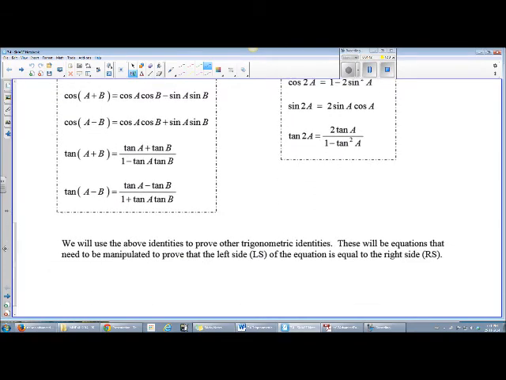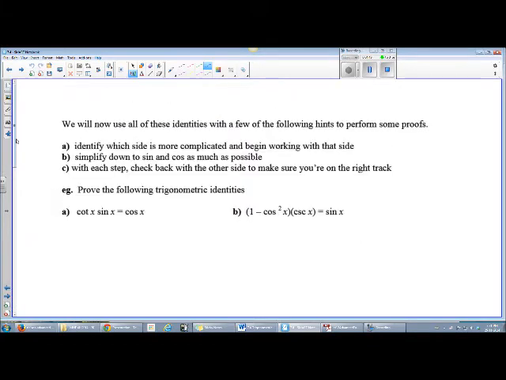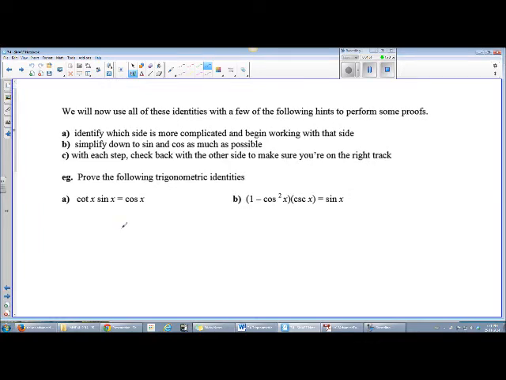So we'll move along to page 2 here. There are a few rules of thumb or guidelines that you might want to follow when proving trigonometric identities. The first one is fairly straightforward. You want to try to identify which side is more complicated, because it's easier to simplify a more complicated side of the expression than a non-complicated side. So identify which is more complicated, and then try to simplify as best you can.